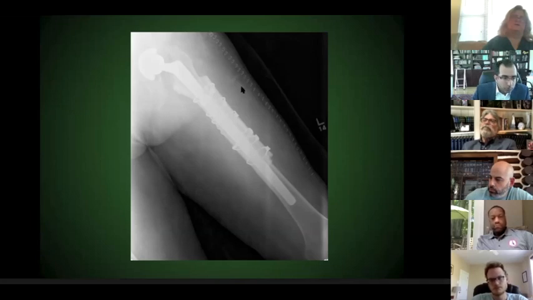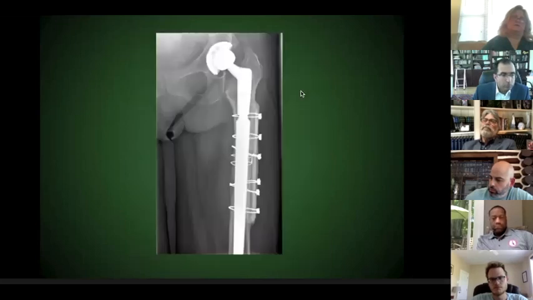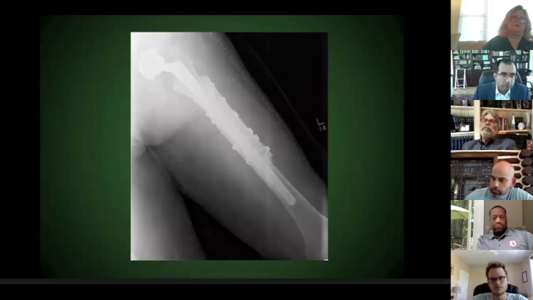And I put in a stem that bypasses the fracture by, wait, not yet. Go back. Okay. It bypasses the fracture by about 2 cortical lengths. And then I added femoral allograft from the University of Miami tissue bank to the lateral cortex of the femur.